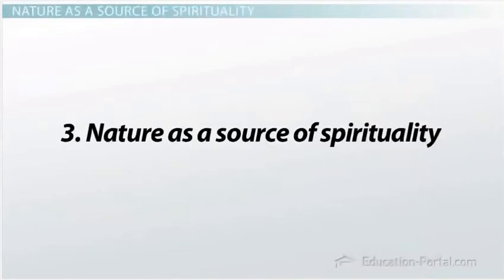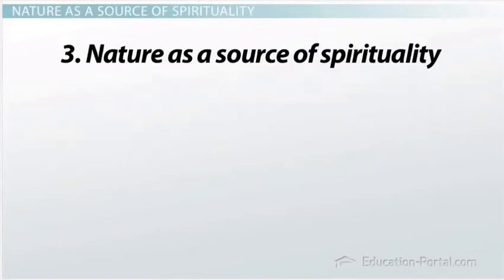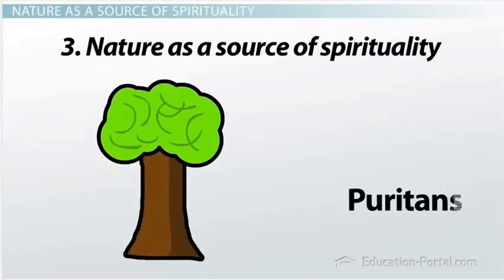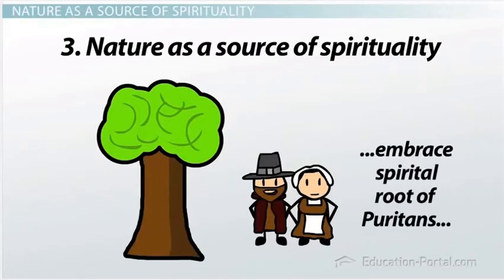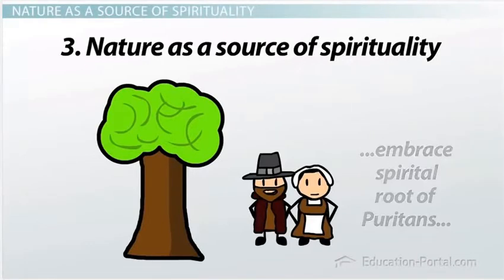Third, we have nature as a source of spirituality. Remember, initially the Puritans were coming to the colonies to escape religious persecution in England. Those Puritans' ideas did not disappear when the country was established. During this time, the Romantics want to embrace that spiritual root that was planted by the Puritans. To do that, they're taking what was established in that spiritual realm, but then taking it into nature.